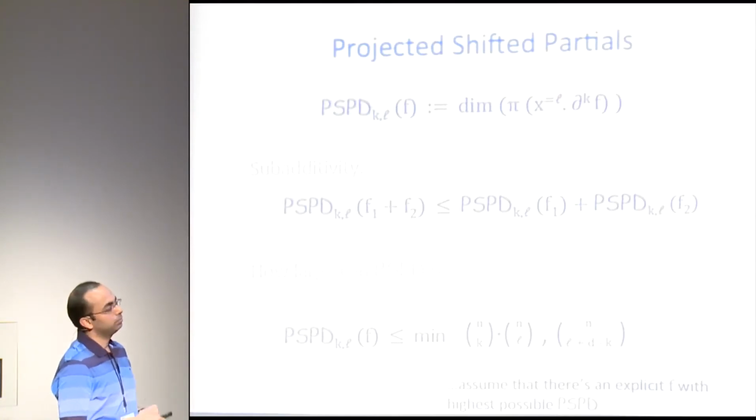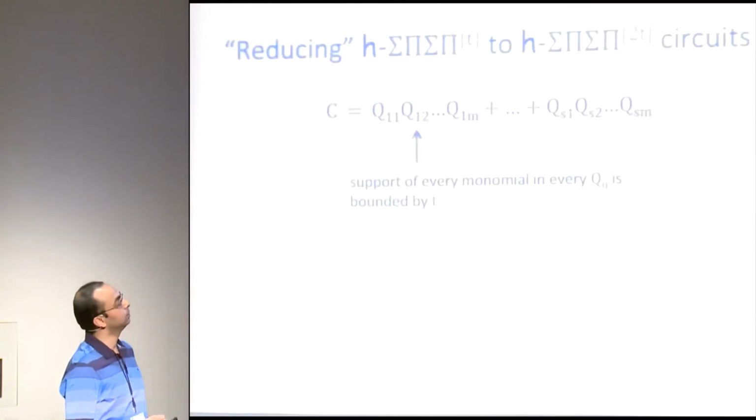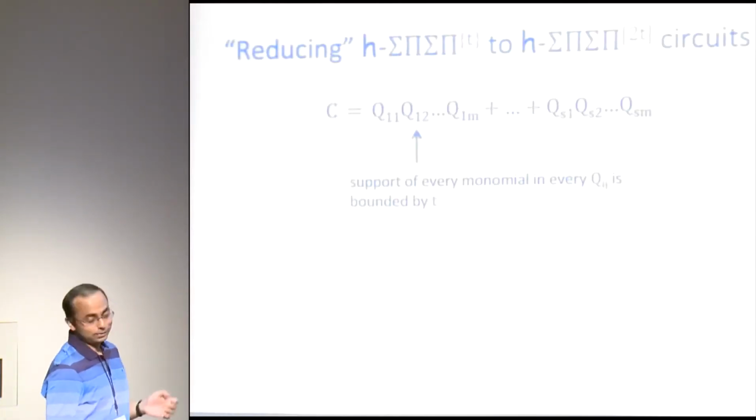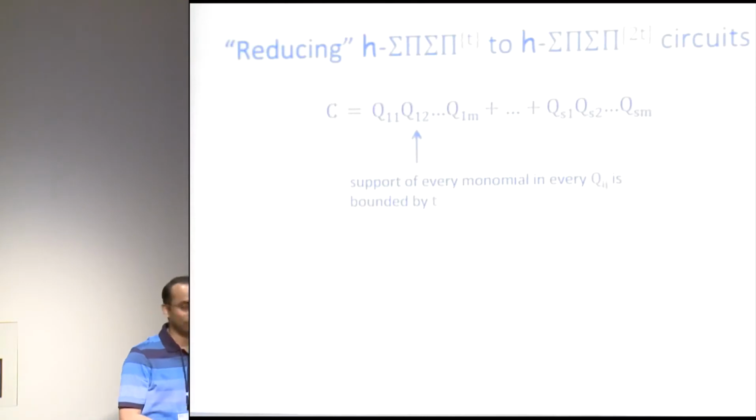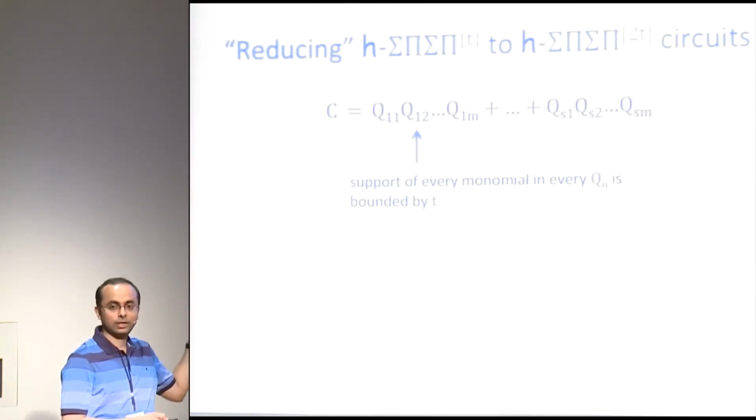Now, as usual, you assume that we have such an f. That's not a big deal. That was actually a big deal in the paper, but not for the talk. So in this talk, let's assume that we have an f which has the maximum projected shifted partial.